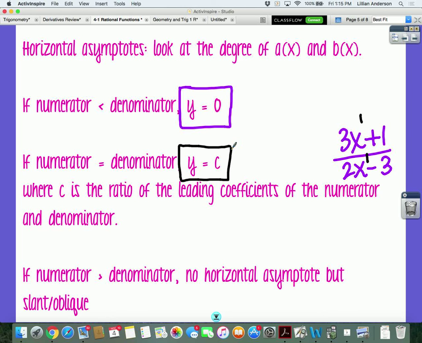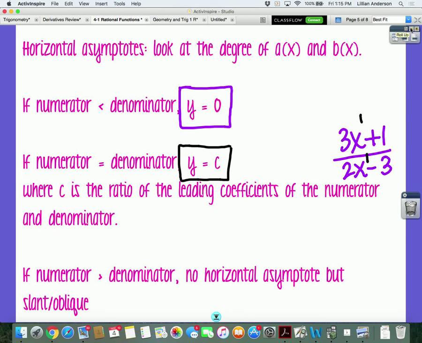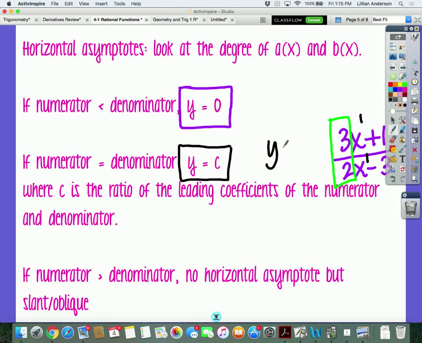Again, c is the ratio of the leading coefficients of the numerator and denominator. What's the leading coefficient of the numerator? What number? It's 3. It's the number that's attached to your largest degree. What's the leading coefficient of the denominator? 2. So y equals 3 over 2 would be your horizontal asymptote. There will be a dotted line horizontally at y equals 3 over 2, if you were to look at the graph. That's how you find it.